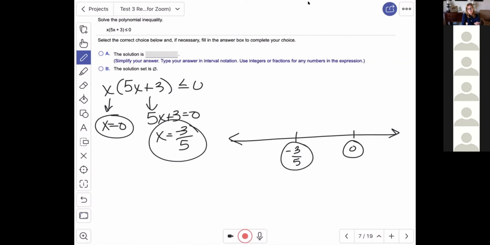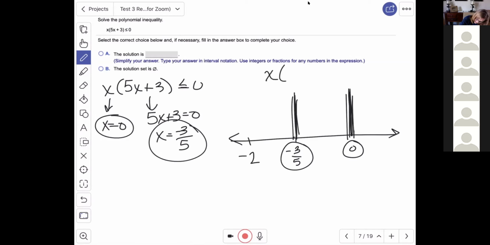All right, similar to the last one, we're looking for less than or equal to 0. So straight lines. Okay. Test our 3 regions. Okay, let's start over here. Something less than -3/5, we could do -1 or -2.